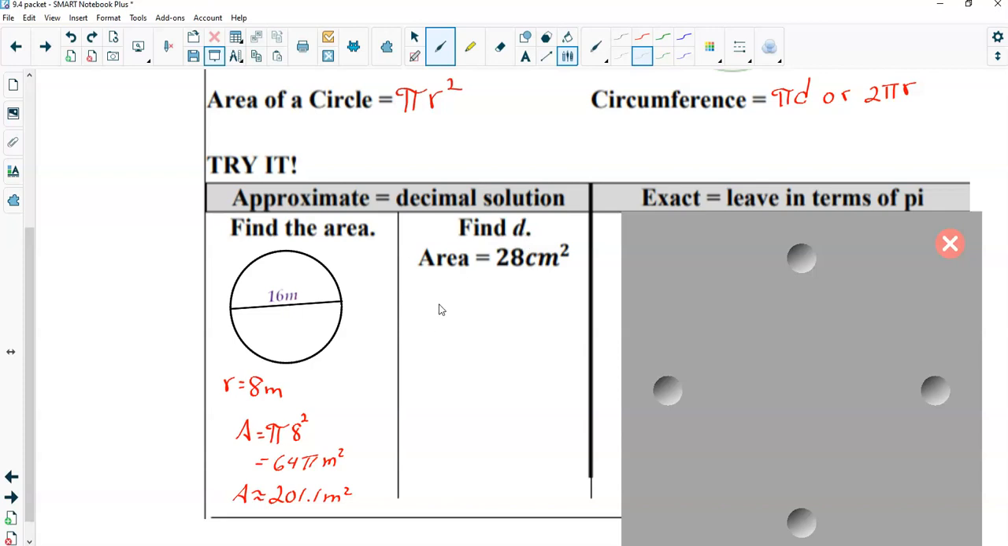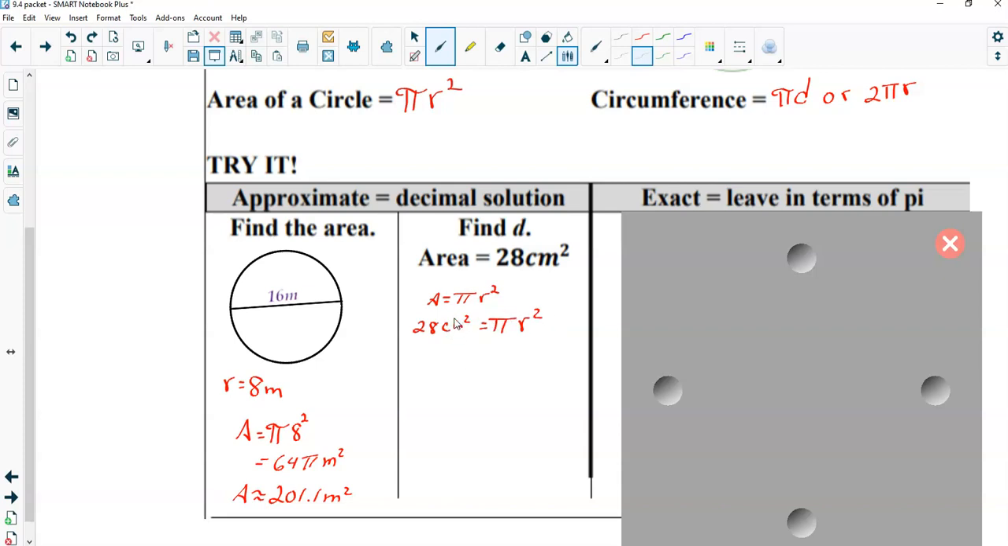So we know that the area is equal to pi radius squared. So that means the area is 28 square centimeters, and we're looking for what is the diameter, right?